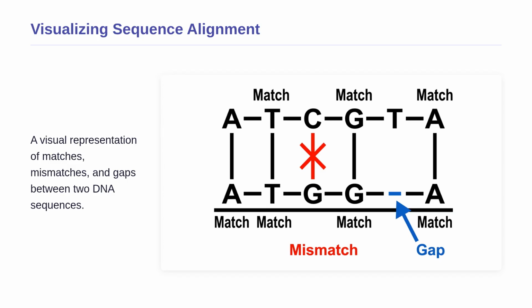To fully solidify these concepts, let us look at a visual diagram of a DNA sequence alignment. Here, you can clearly see the top sequence and the bottom sequence lined up. The vertical black lines indicate perfect matches, where the letters are identical, like the A and T at the beginning. In the middle, you will notice a red cross. This highlights a mismatch, where a C aligns with a G. Further to the right, a blue arrow points to a gap, represented by a dash in the bottom sequence. This diagram perfectly illustrates how algorithms physically arrange sequences to identify these 3 key features.